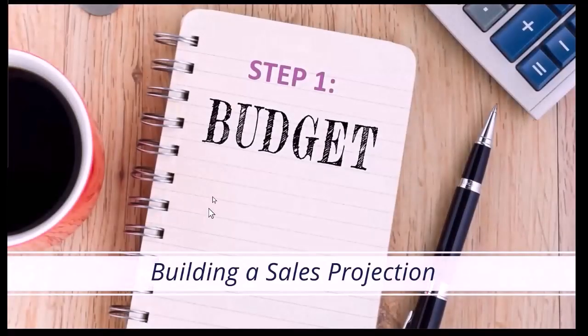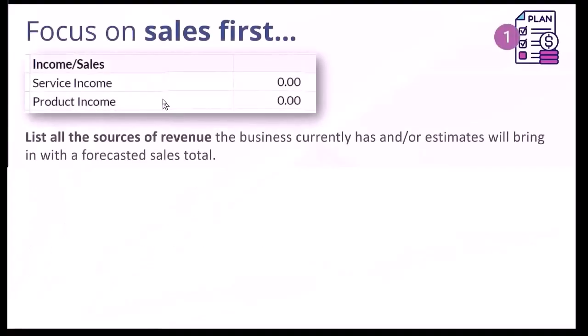So step 1, the budget, focus on forecasting sales. This is also referred to as building a sales projection. Let's go a little deeper into what that actually entails. When you focus on sales first, essentially what you're doing is you're listing out all the sources of revenue, also referred to as sales, that the business is either currently bringing in or estimates that they will bring in their forecasted total. So you look at your sales from, let's say, last year, or you estimate sales for this year, and that's what's included in your total sales.